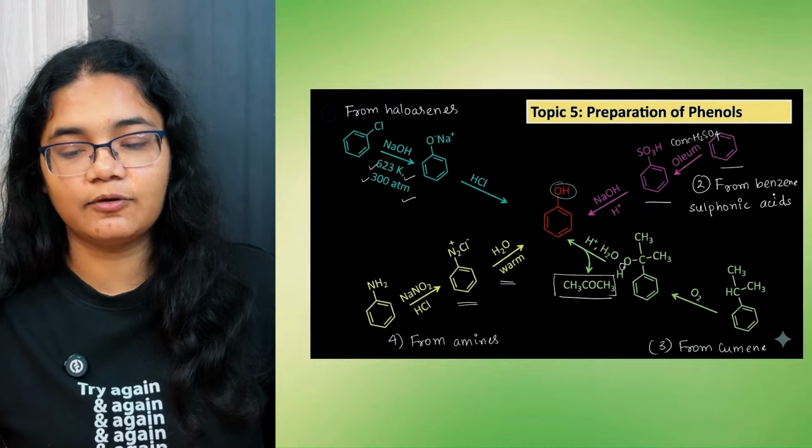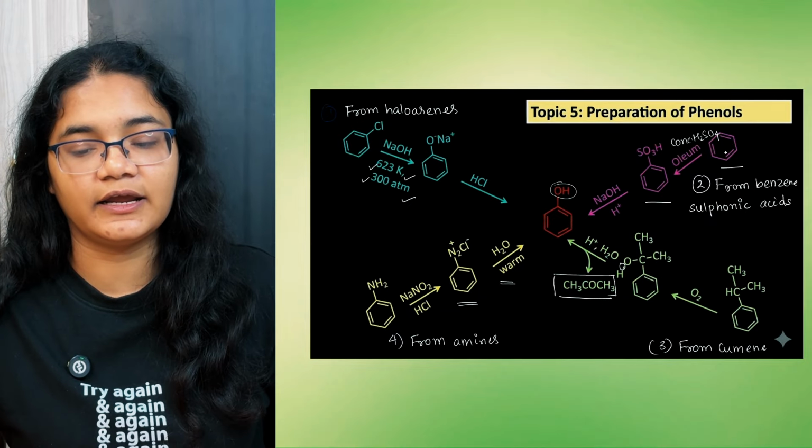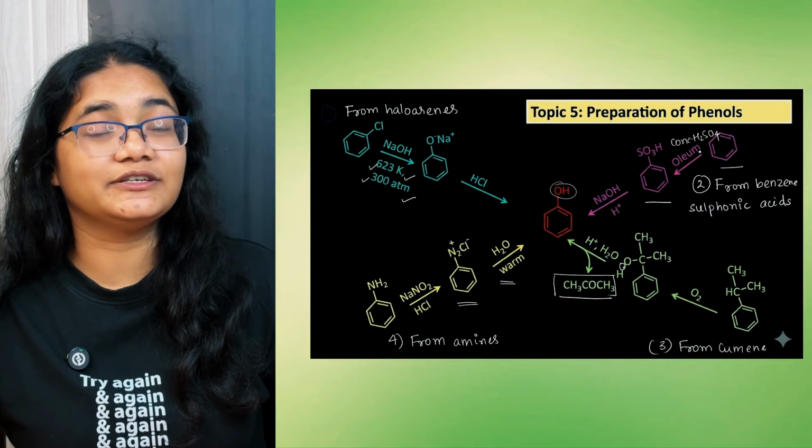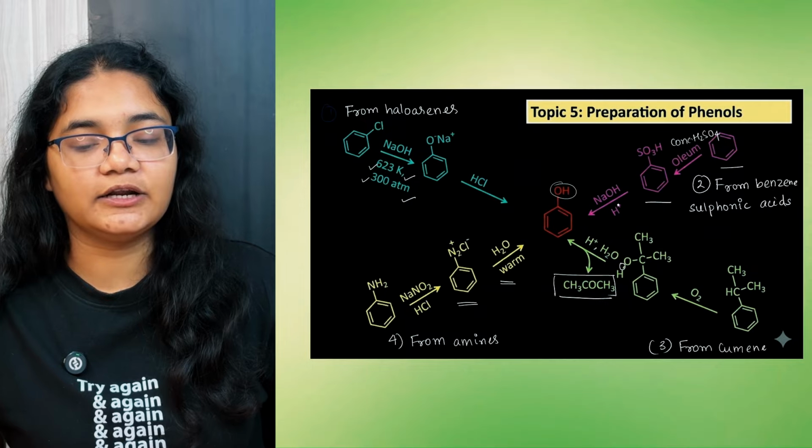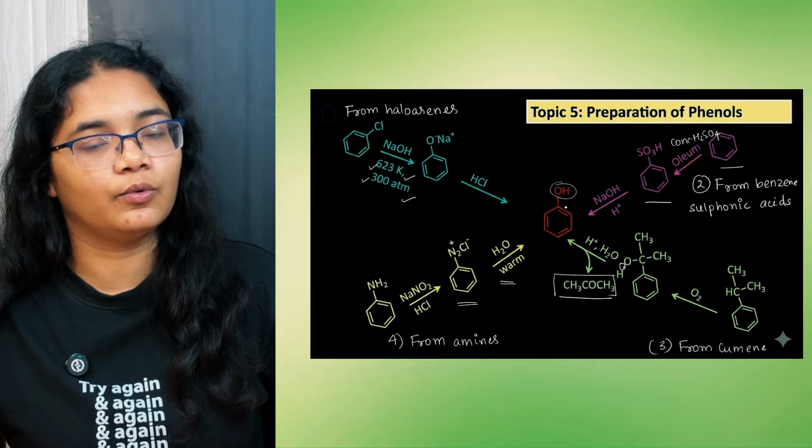The second one is from benzene sulfonic acid. If you just take benzene and treat it with concentrated sulfuric acid or oleum, you will get SO3H, and then if you treat it with NaOH and H+, you will get OH here.